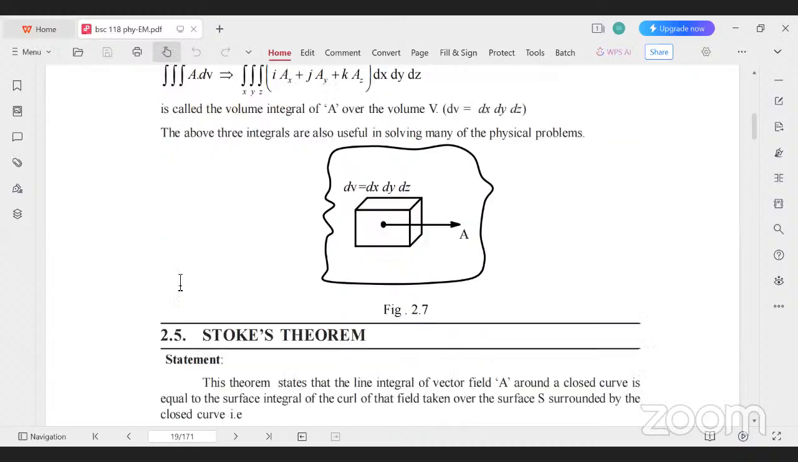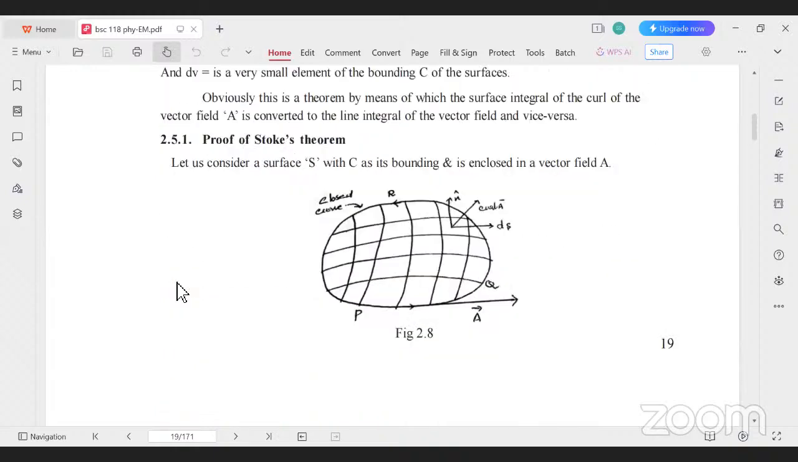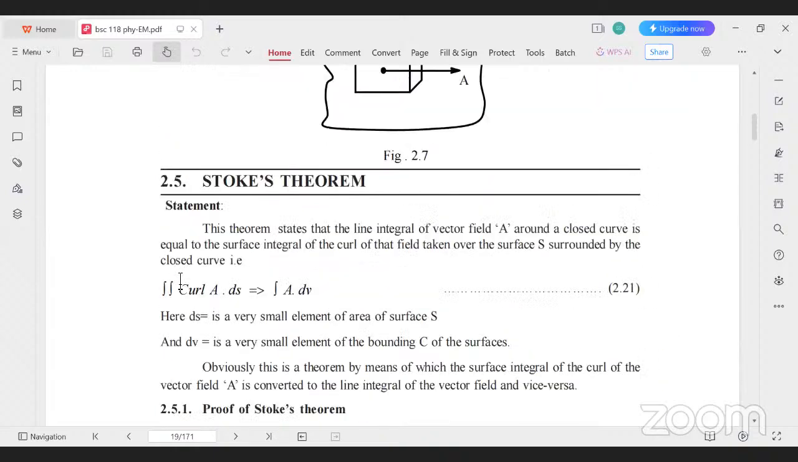Okay. So this is about the line, surface, and volume, and it's a sure portion. Definitely you'll get it. Next is Stokes theorem. Stokes theorem is very simple. What is Stokes theorem? You need to learn the statement also. The theorem says a line integral of a vector field A around a closed curve is equal to the surface integral of the curl of that field taken over the surface surrounded by the closed curve.